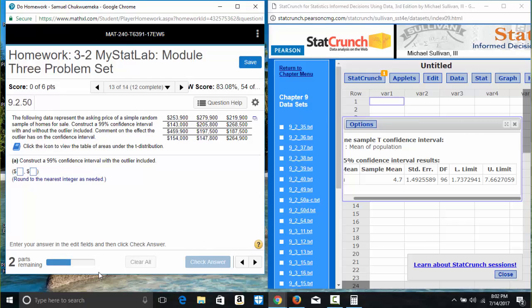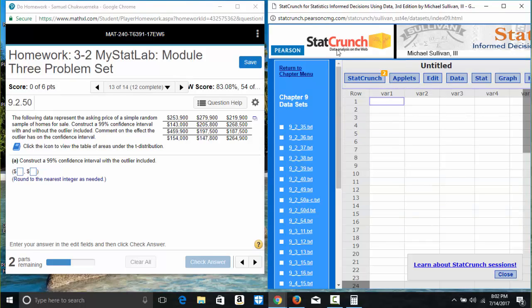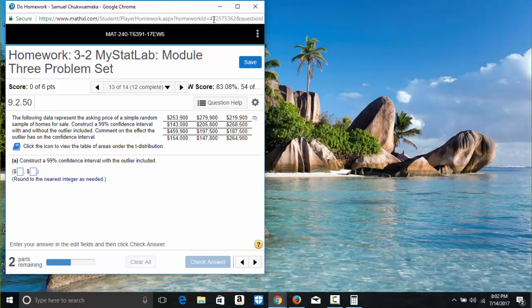Question 13. The following data represent the asking price of a simple random sample of homes for sale. Construct a 99% confidence interval with and without the outlier included. Comment on the effect the outlier has on the confidence interval. Okay, so let's go ahead and do this with StatCrunch. Here, let me just close this StatCrunch.